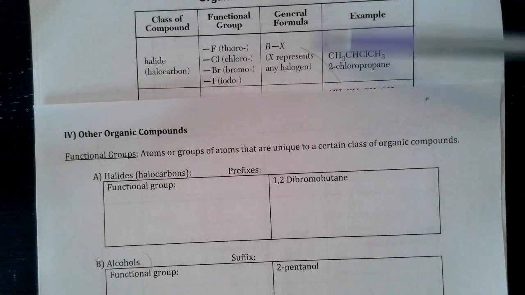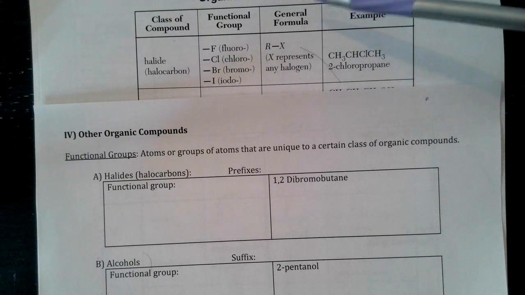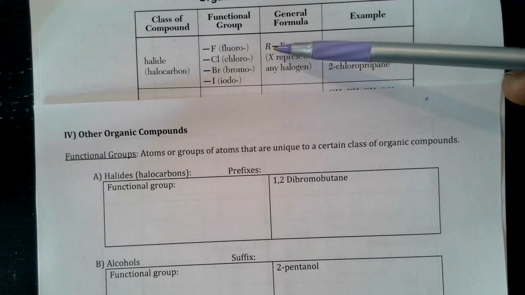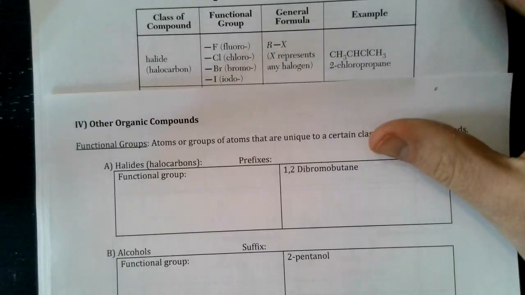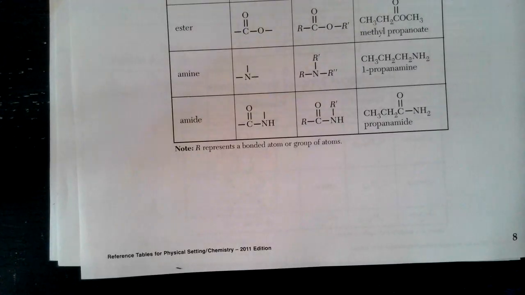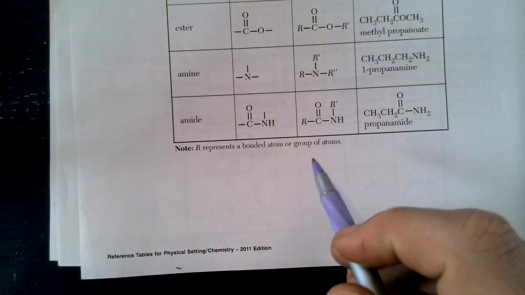You're also going to notice in the third column a general formula. The general formula basically is always going to have an R, and it's always going to have something attached to the R. And if you look down at the bottom of the reference table, it tells you that R represents a bonded atom or group of atoms.